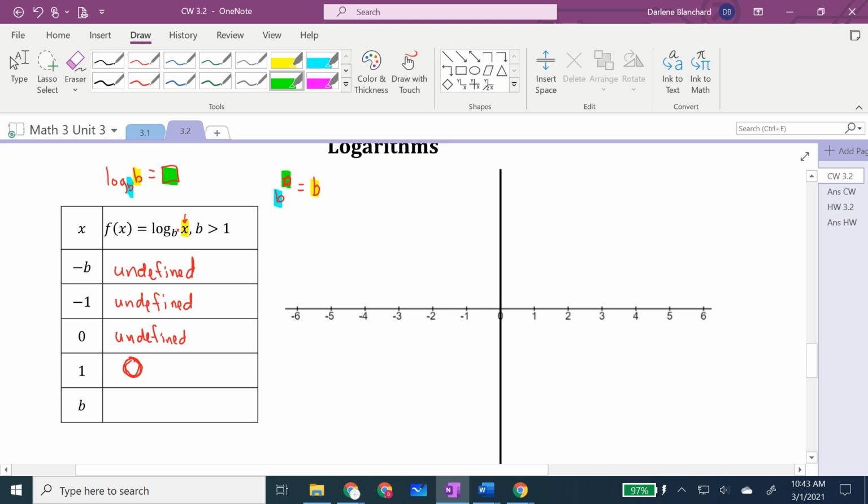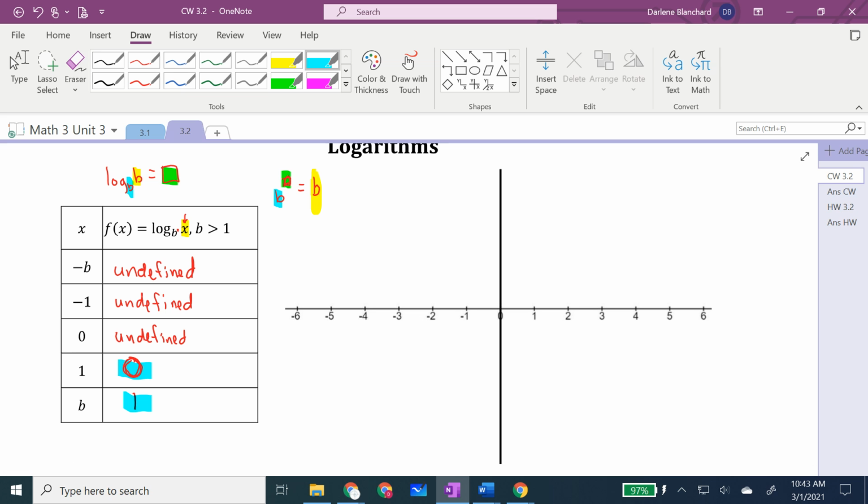And so I'm going to get an answer of b if my exponent on b is 1. And so that's what I meant by the 2 points that are going to be easiest for you to plot: they're going to be the ones where the y values are 0 and 1.